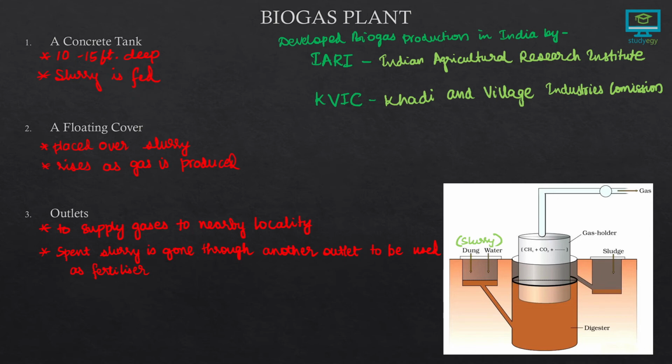Next there is a floating cover which is placed right over the slurry. As this floating cover rises, the gases are supplied through outlets. This is the outlet to the nearby locality. There is also another outlet through which the already used slurry is sent, and that remaining waste can be used as fertilizer to grow crops in the rural area. As cow dung is available in large quantities in the rural areas, biogas plants are usually set up there. Mainly due to the efforts of the Indian Agricultural Research Institute and the Khadi and Village Industries Commission, biogas production was developed in India.